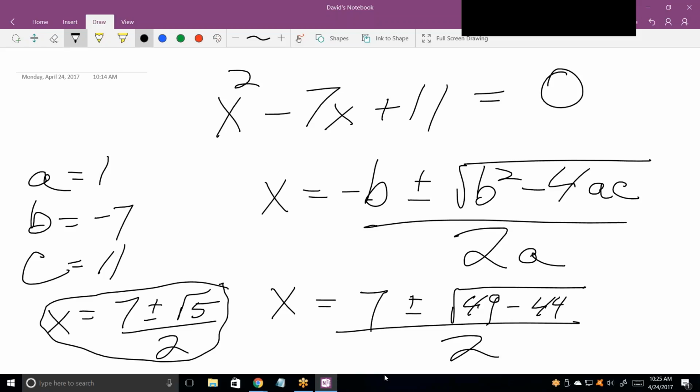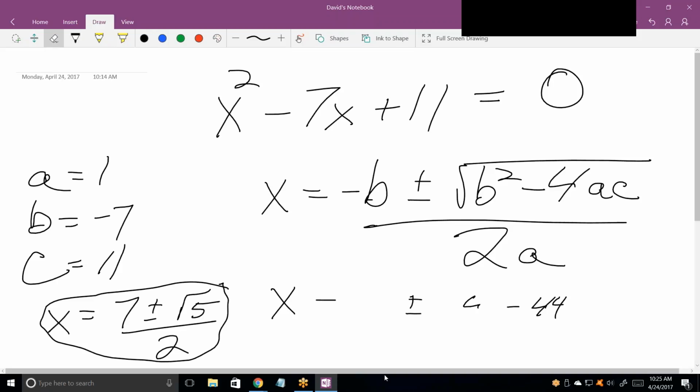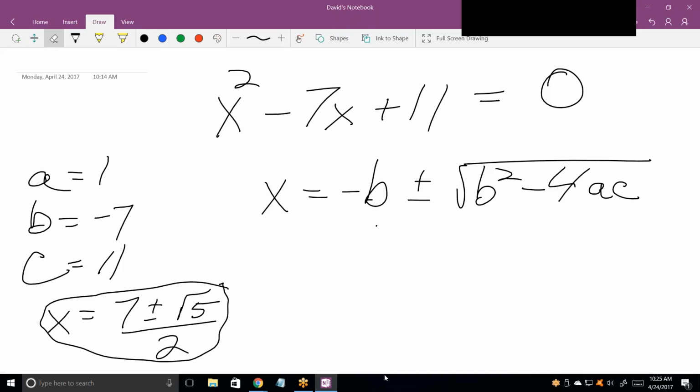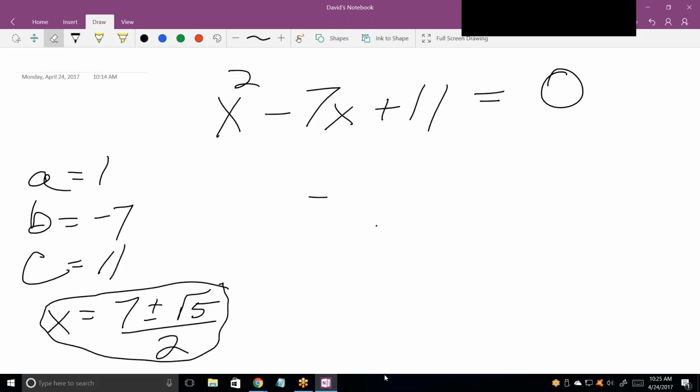And just so there's no misunderstanding, you know what this plus or minus means, right? Plus the square root of 5 or minus it. It's 2 separate zeros, 2 separate answers. In one case you use the plus, in the other case you use the minus.